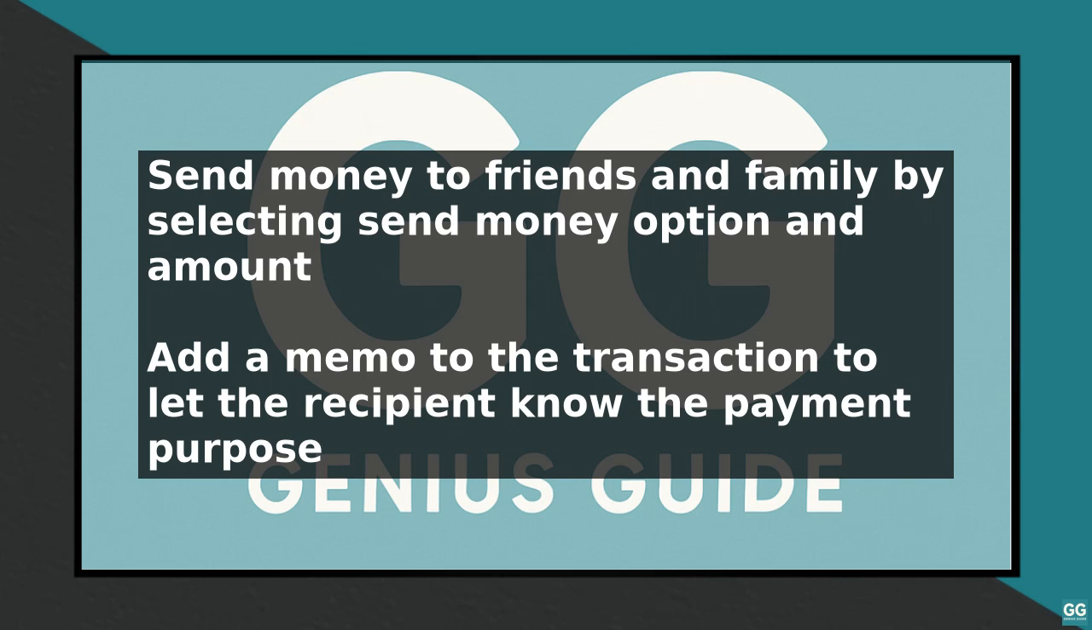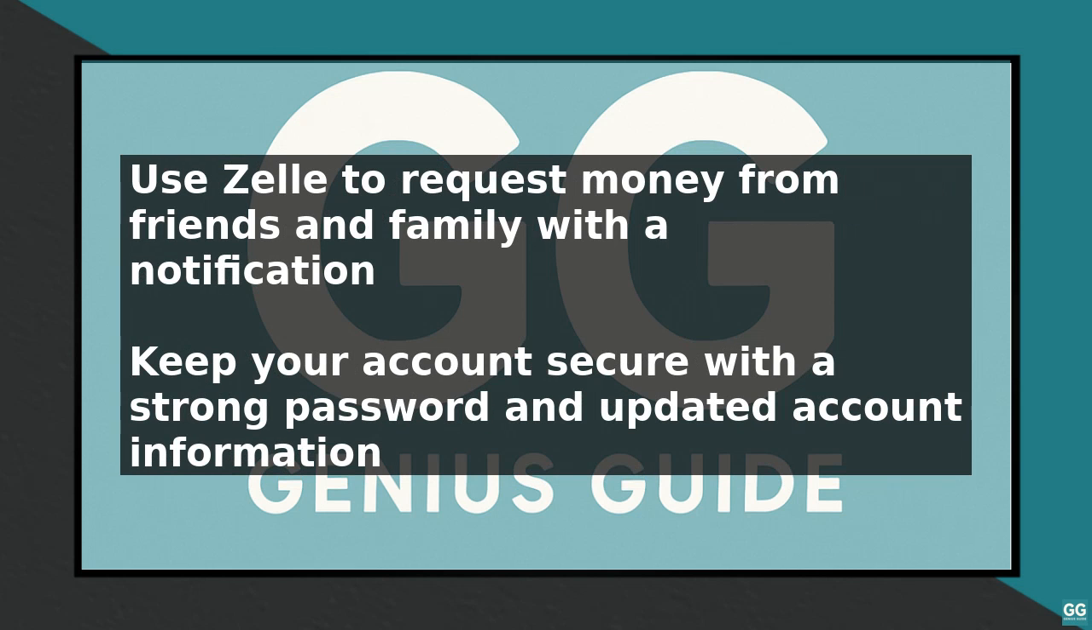In addition to sending and receiving money, you can also use Zelle to request money from friends and family. To request money, simply select the Request Money option. Enter the recipient's email address or US mobile number and the amount you are requesting. The recipient will then receive a notification and can send you the money directly from the Zelle app.